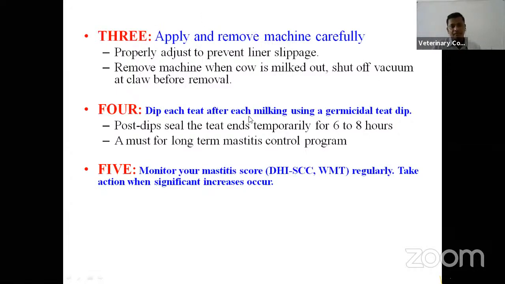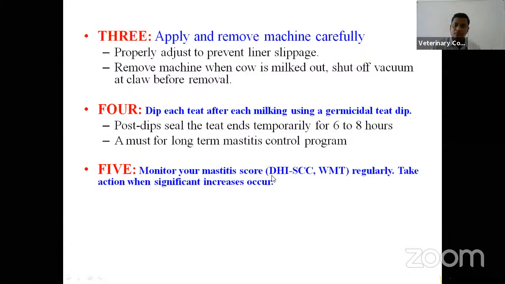Dip each teat after each milking using a germicidal dip. What happens soon after the milking process, as you have studied in anatomy, is that the rosette of Furstenberg, the sphincter of the teat canal, opens and stays open for some time after milking. The duration varies from breed to breed. During this period, if you dip the teat with a teat dip containing a disinfectant or sanitizer, it will not allow microbial entry. So in a great way, it helps in preventing entry and thereby minimizing mastitis.